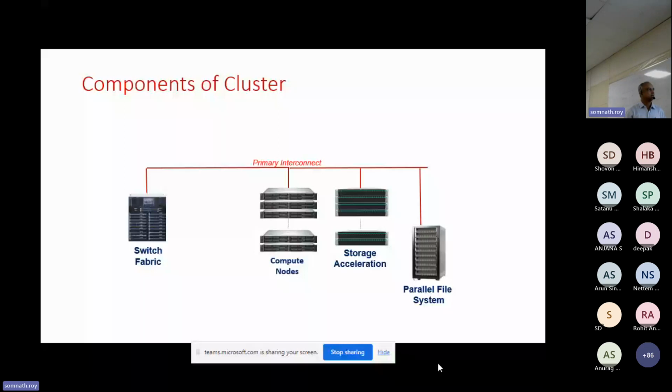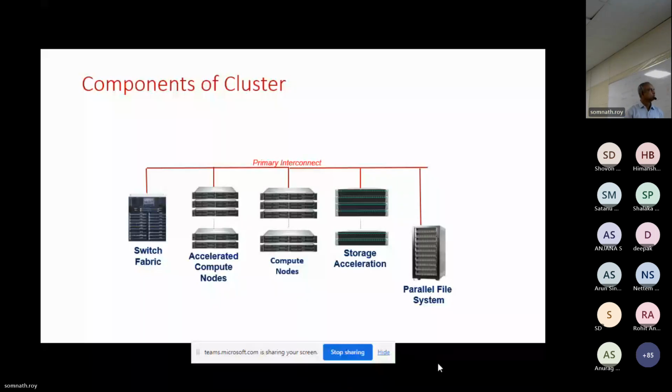So this will contain a large amount of data, out of which this compute node could be using part of it at a given time. That can decide. So if the frequently used data and code is kept in this, it will reach the nodes faster. So that is storage acceleration.